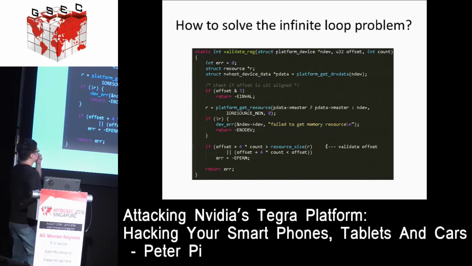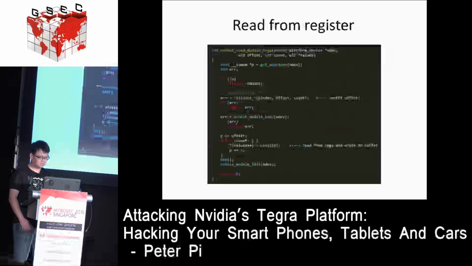We can take a look at the validate reg function. In the validate reg function, it will check whether the offset and the count are bigger than the resource size or not. And it will also check whether the offset and the count will cause an integer overflow or not. So if we set the offset to a very big value, it will cause the check to fail and it will return an error.